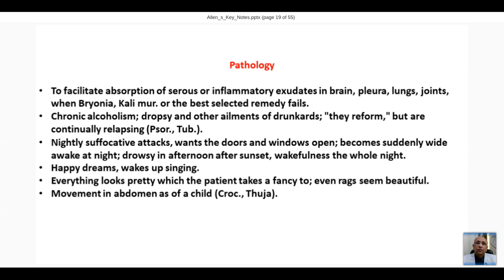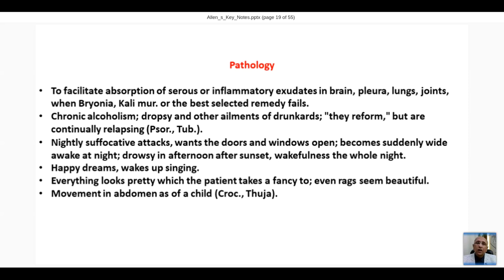And then after completing the pathology, see here he has mentioned to facilitate absorption of serous and inflammatory exudates in the brain, pleura, lung, joints, when Bryonia and Calcarea are the best selected remedies but fail. See here he explained the pathology. It is the same thing which I mentioned while explaining the first sentence of the remedy. And this is what you have to understand. Every sentence from Allen's keynotes guides you a lot regarding the remedy. And if you read, make a picture in your mind of how the patient will come to you and how he will elaborate.